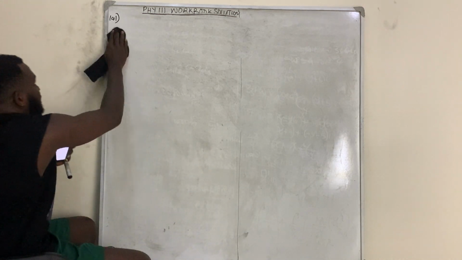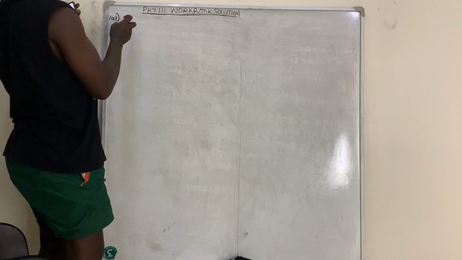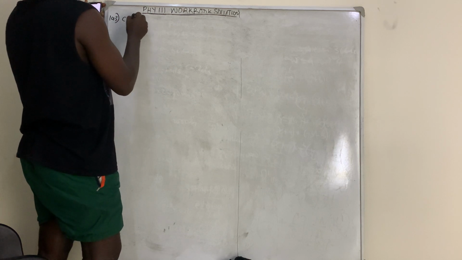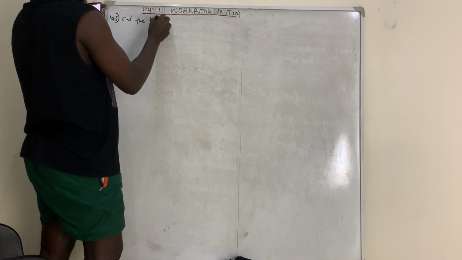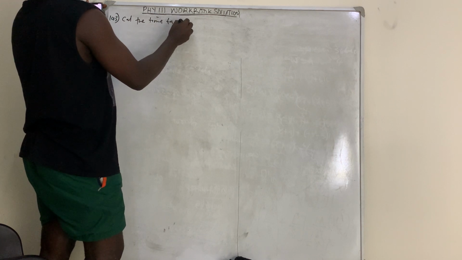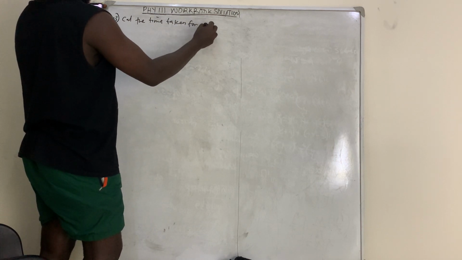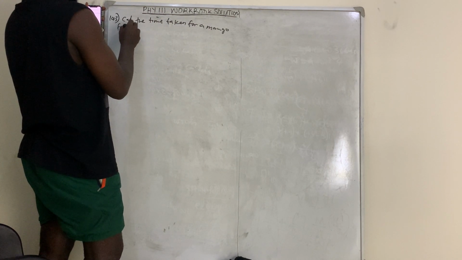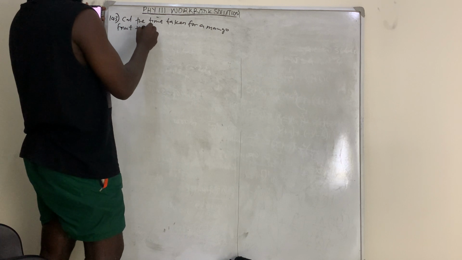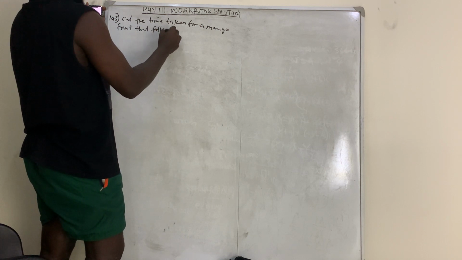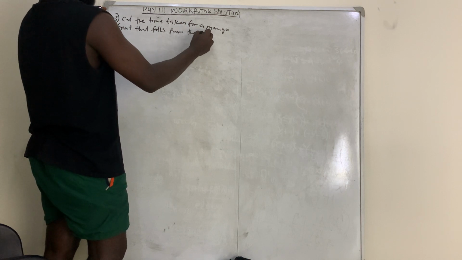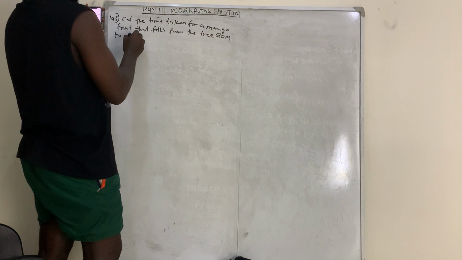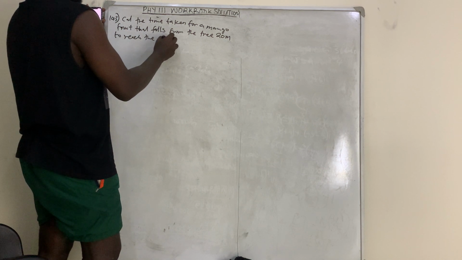Question number 143 said, calculate the time taken for a mango fruit that falls from the tree 20 meters to reach the ground.